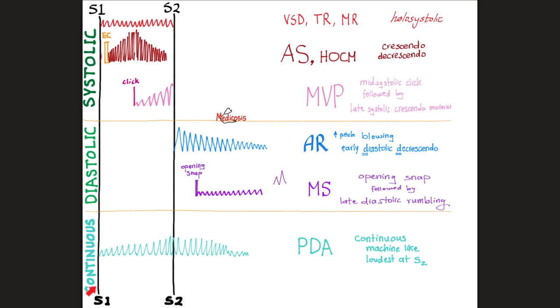S1 is here. S2 is here. Between S1 and S2, this is systole. Between S2 and the following S1, this is diastole. From S1 to S2, we have this aortic stenosis murmur, which is crescendo, decrescendo, systolic of course, and preceded by an ejection click in some cases.